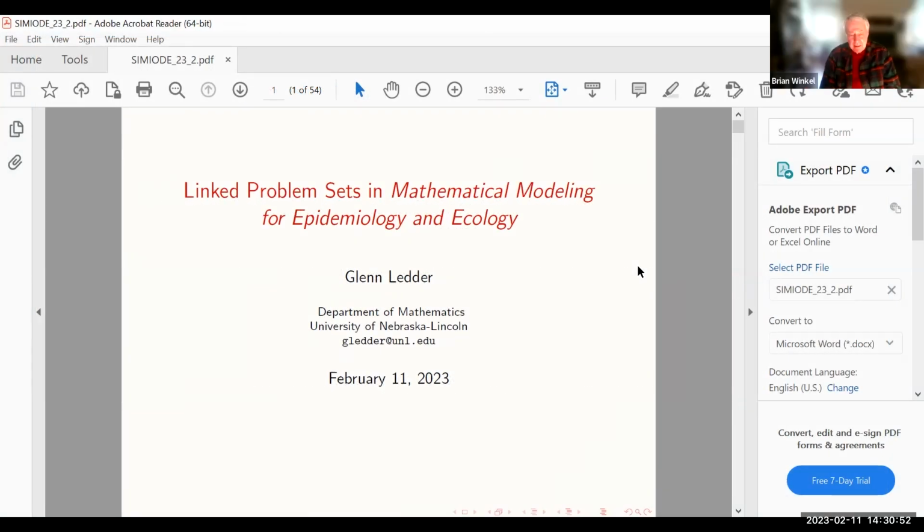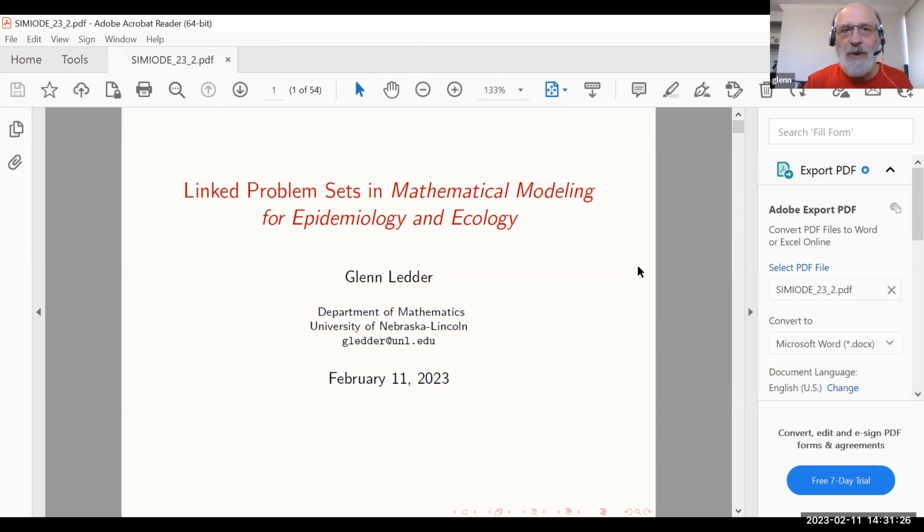This is Glenn Ledder, who's been very active in modeling and had a great presence with the COVID page and data analysis and developed a following. In the original program, his talk was attributed to two different people, the title that is, and I corrected that. But at any rate, he's going to talk about problem sets, and he's published several books. And this is on modeling for epidemiology and ecology. Glenn, take it away. Thank you, Brian.